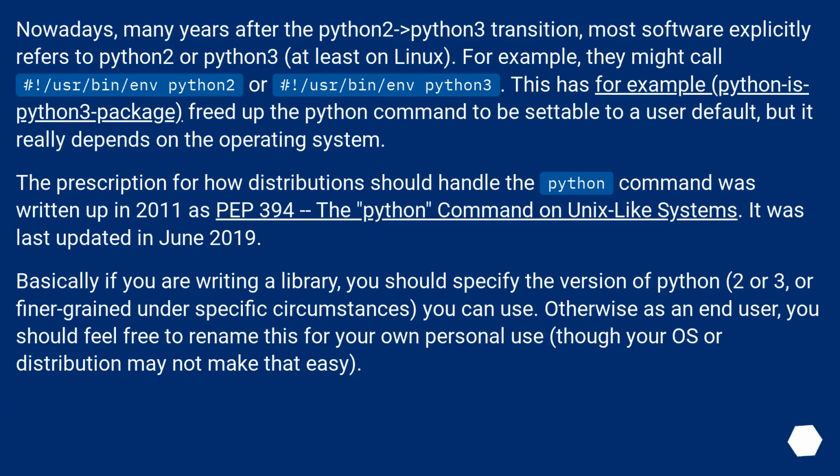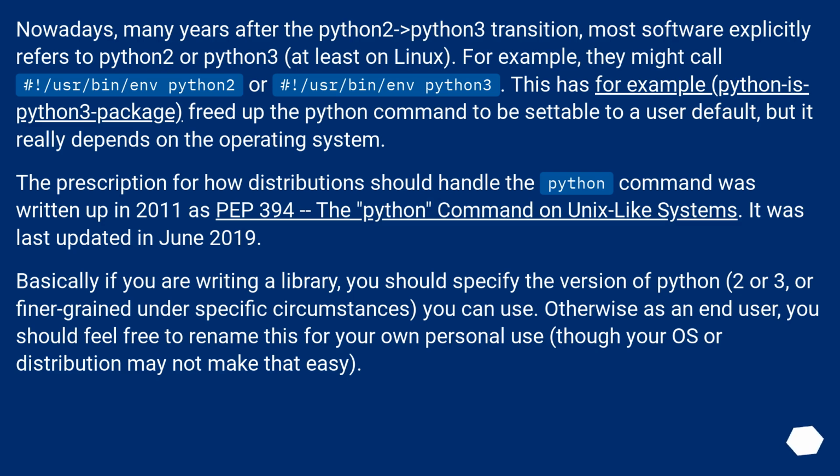Nowadays, many years after the Python 2 to Python 3 transition, most software explicitly refers to python2 or python3, at least on Linux. For example, they might call #!/usr/bin/env python2 or #!/usr/bin/env python3. This has, for example with the python-is-python3 package, freed up the python command to be settable to a user default, but it really depends on the operating system. The prescription for how distributions should handle the python command was written up in 2011 as PEP 394, The python command on Unix-like systems. It was last updated in June 2019.